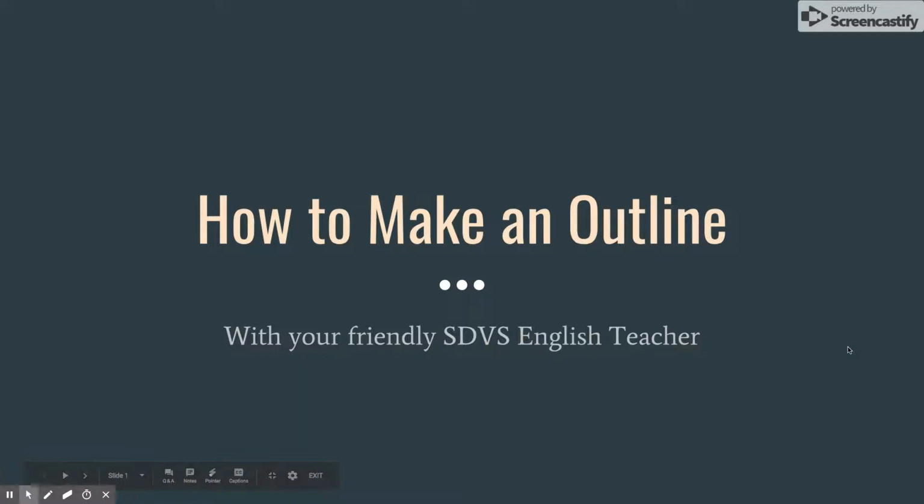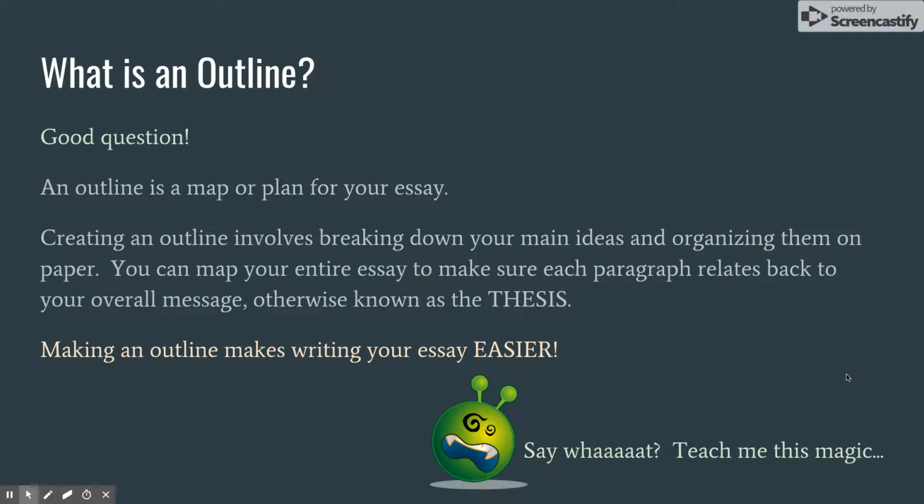How to make an outline with your friendly SDVS English teacher. What is an outline? Good question. An outline is a map or plan for your essay. Creating an outline involves breaking down your main ideas and organizing them on paper. You can map your entire essay to make sure each paragraph relates back to your overall message, otherwise known as the thesis. Making an outline makes writing your essay easier.